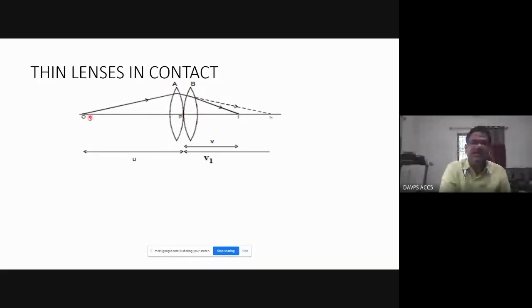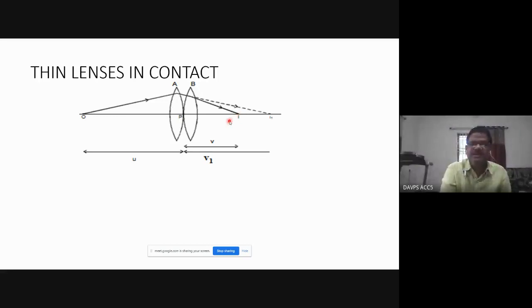You will see that O will be the point object. You must be thinking, why are you always taking a point object? Because light from the point object will be paraxial lines, meaning lines which are almost parallel to the principal axis. The ray of light coming from O gets refracted through the lens A, again bends towards the lens B, gets refracted again on B, and the final image I is formed.